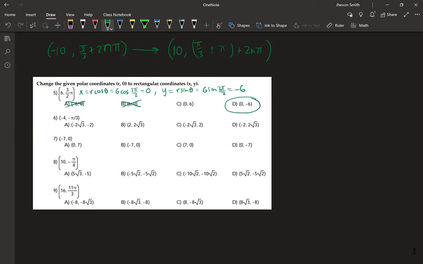Also, you could just know the picture. If you're at 6, 3 pi over 2, you're here, right? Because that's 3 pi over 2 coming around here. So a couple ways you can look at it. You can just think of the picture. Where would that angle end up? It would end up on the negative y-axis. And so that means your x-coordinate is going to be 0 while your y-coordinate is negative, and only D fits the bill. So that makes sense.